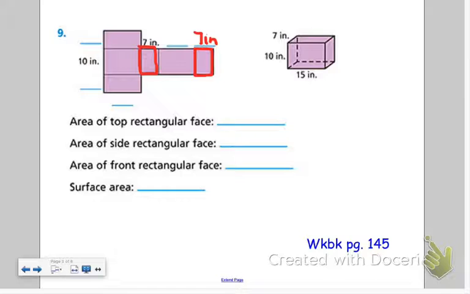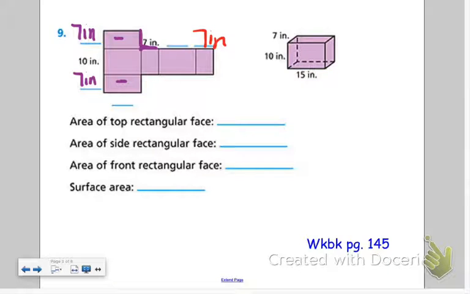I also can see that if this, use a different color here, okay. I also can see that if this side is 7 right here, then I know that this side's going to be 7 because those are going to fold in and meet each other. So if this is 7 on this side, then I can see that over here would also be 7. And since this rectangle is the same as this rectangle, this would be 7.